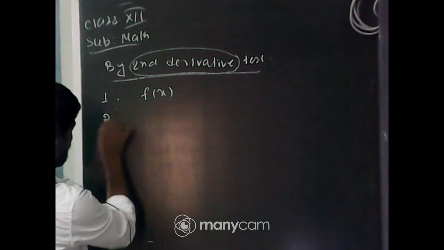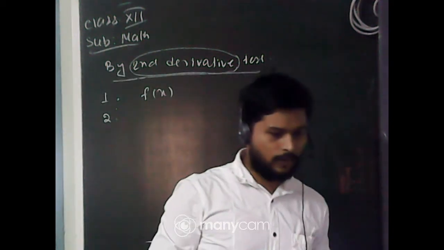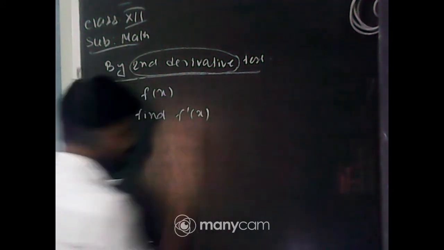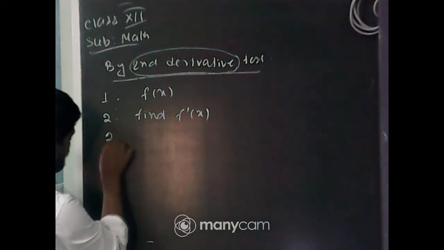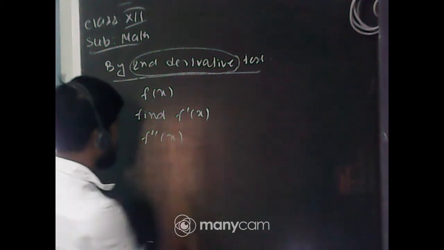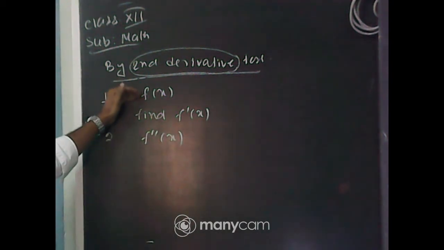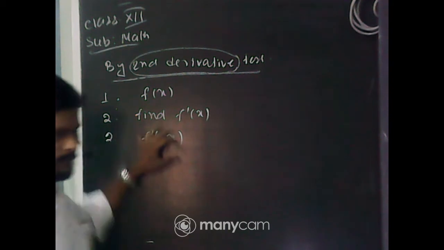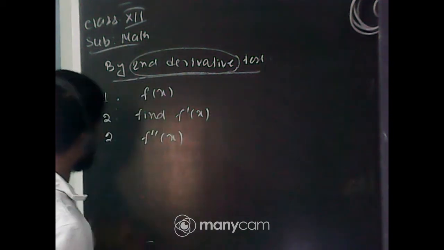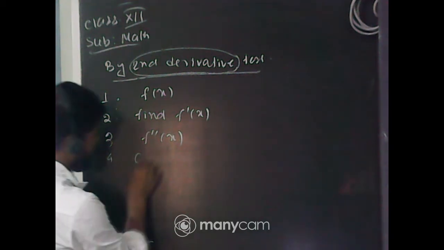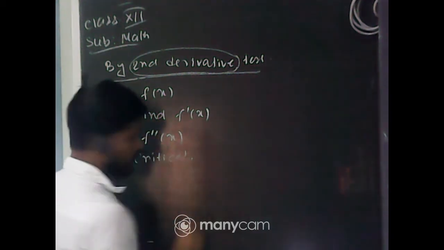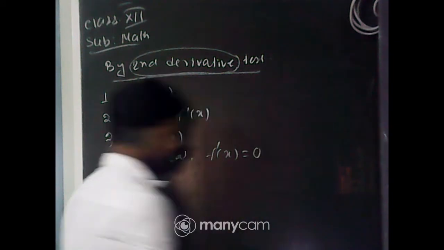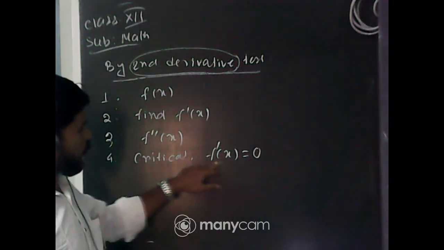Step two, we have to find the derivative of f(x), that means find f'(x). And then step three, find the double derivative, f''(x). f(x) will be given, first find f'(x), the derivative of f(x), and then f''(x), the second derivative of f(x). Now step four, we have to find the critical points. And we know that the critical points can be found by equating f'(x) with zero.